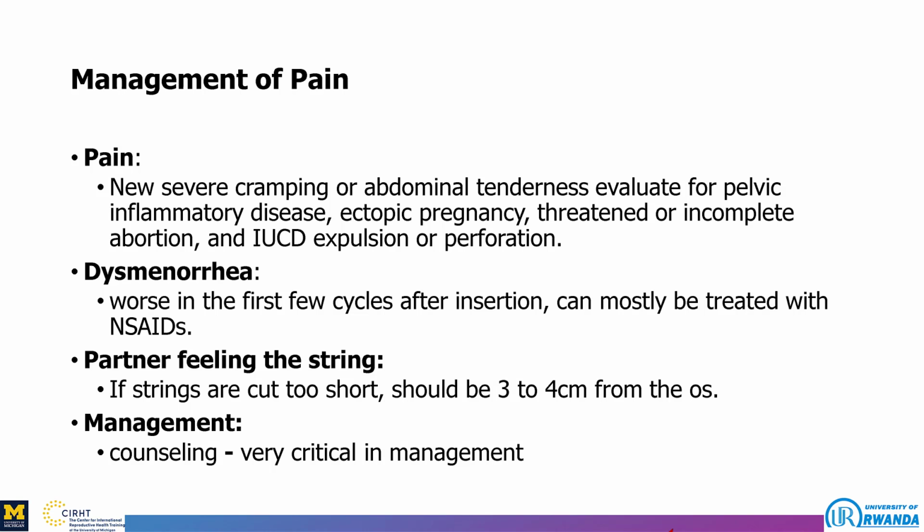The partner may be feeling the string also, which can also lead to pain. If the strings are cut too short, then she may be feeling the edge, because when it is too short, the edge will be touching on the cervix, or the anterior fornix of the vagina. So the woman may be experiencing some kind of pain or cramping. So after inserting the IUCD, it is important to be sure that when you are cutting, you make an estimate of between 3 to 4 centimeters from the cervix.